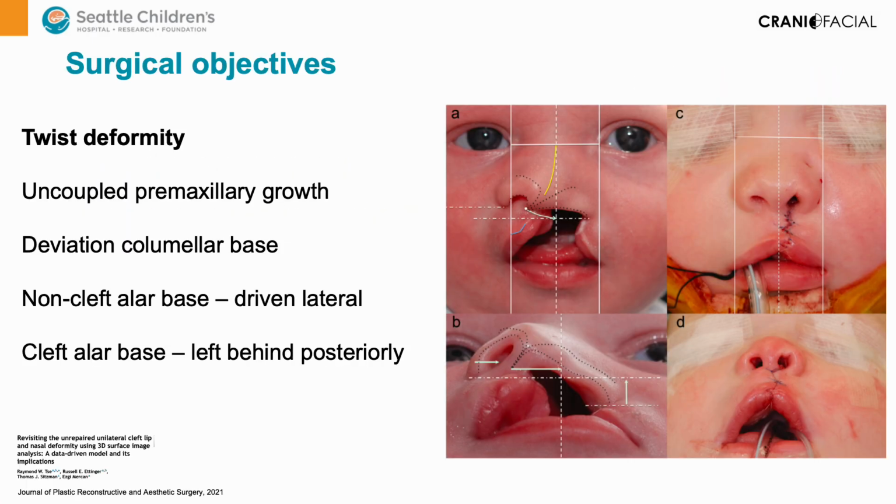Our surgical objectives are based on the twist deformity of the nose, in which the uncoupled premaxillary growth results in deviation of the columellar base away from the midline. The non-cleft alar base is driven lateral, and the cleft alar base is left behind posteriorly.